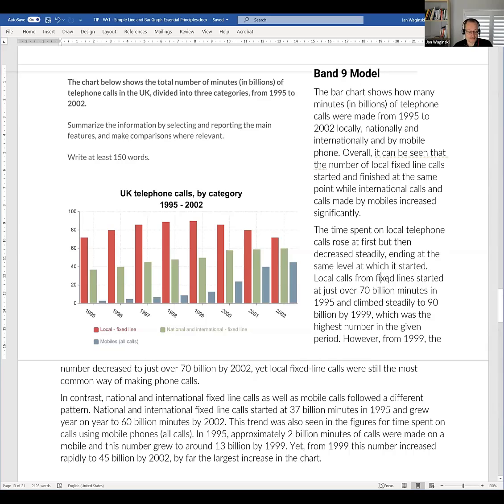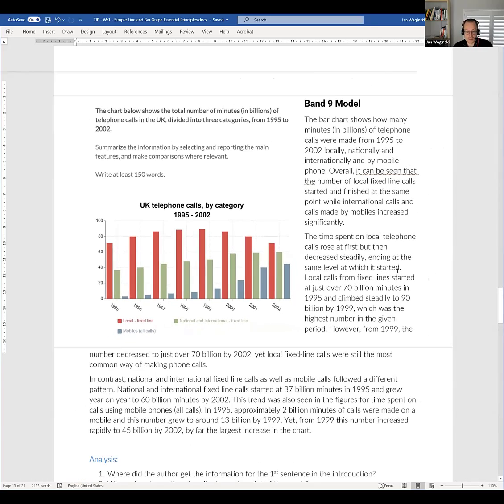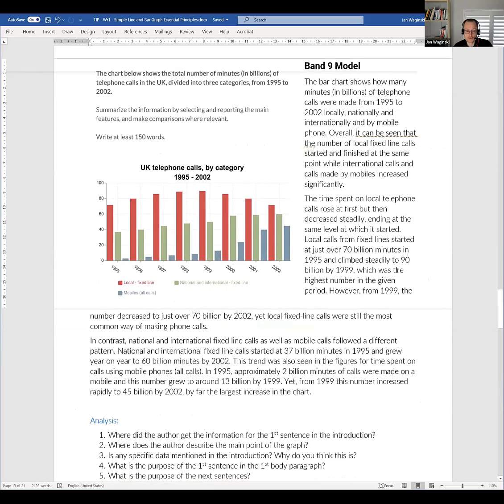Okay, let's analyze this a little bit to look at the structure. I really like this model. It's got a super clear structure that if you can mimic this structure, that is ideal. Okay, let's take it from the top, Alon. Where did the author get the information for the first sentence? Where does this come from? From the prompt. Yes, from the prompt and also the information in the header. Yes. Okay. And where does the author describe the main point of the graph?